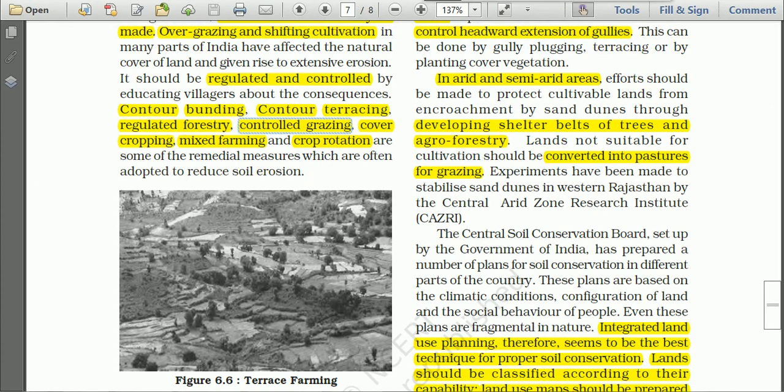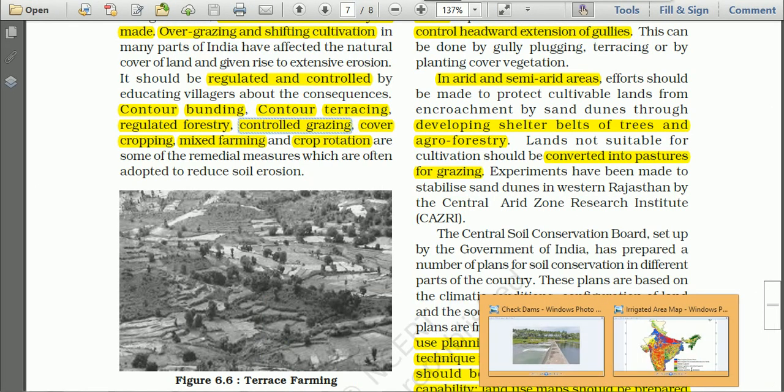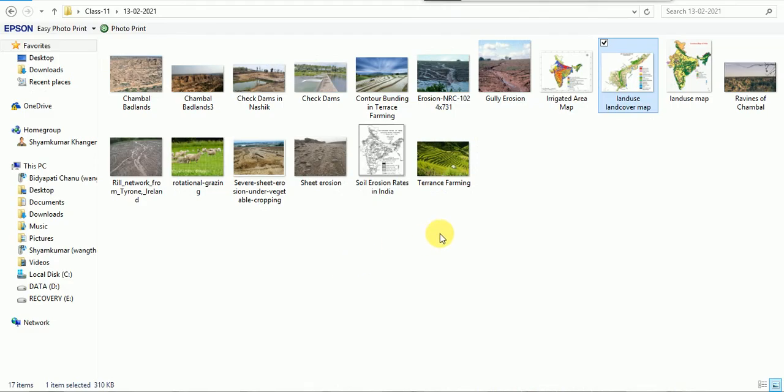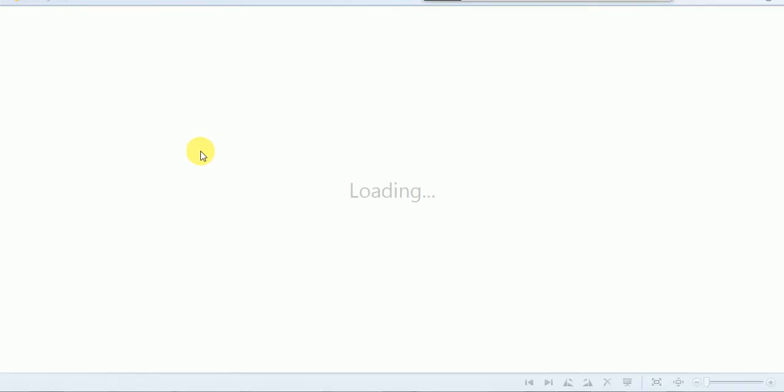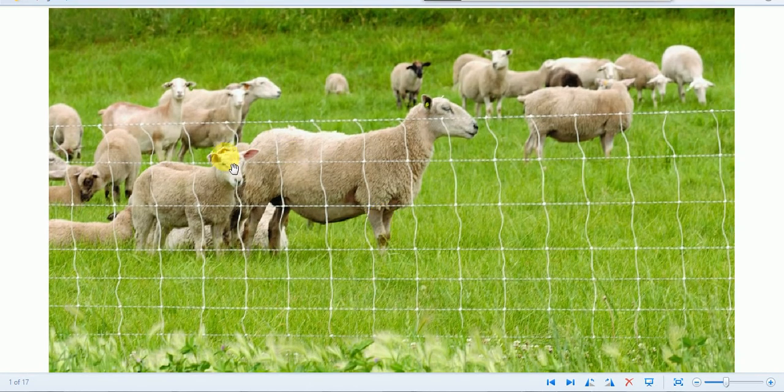And here we have a photograph also showing this. See here, you are seeing barbed wires. Like this we have to do fencing, and here the animals are controlled from overgrazing.